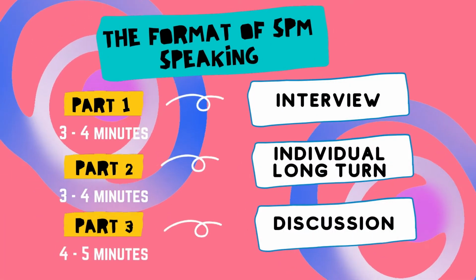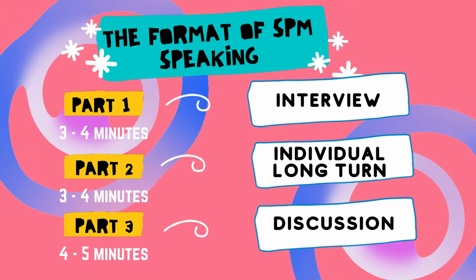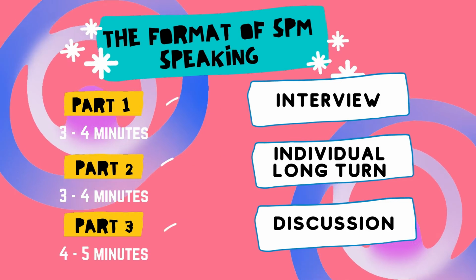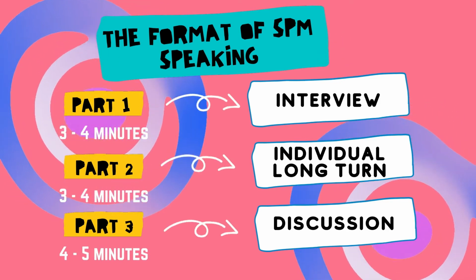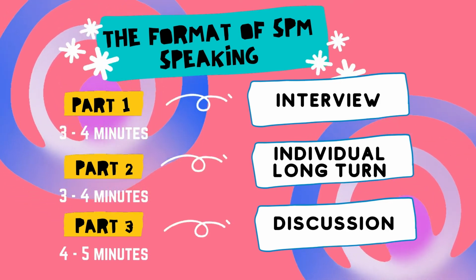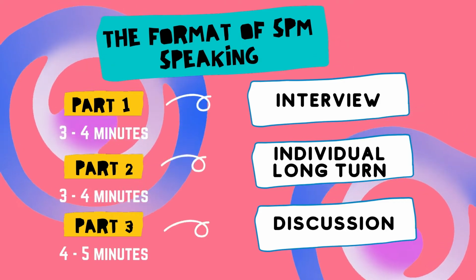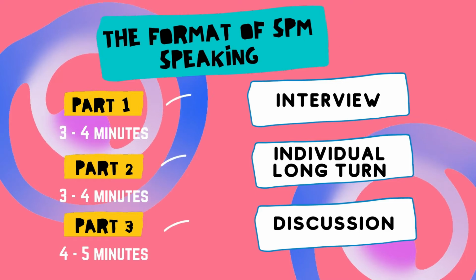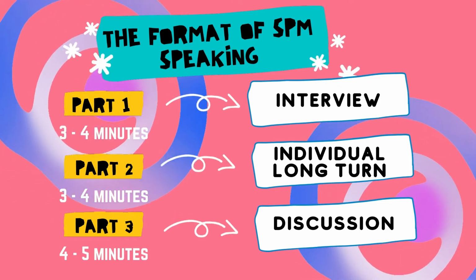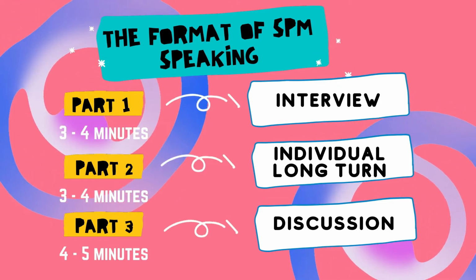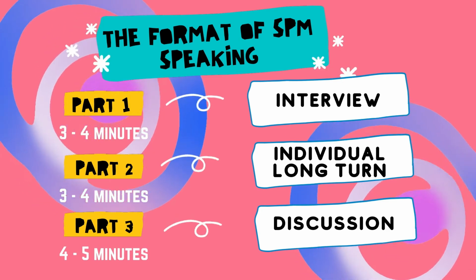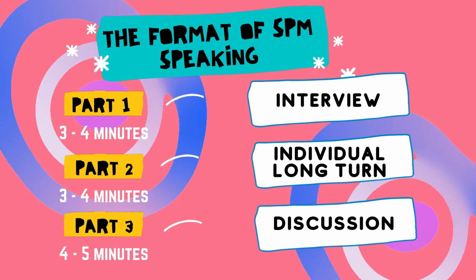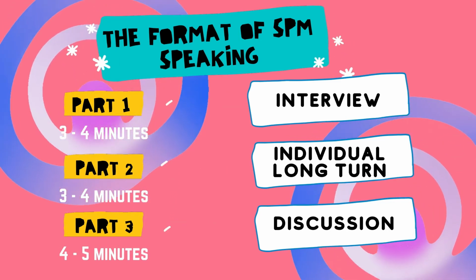Here is the summary of the stages in the speaking test. The first part is called the interview, where you will be interviewed by the interlocutor. Part 2 is called the individual long turn, where you will be given a topic and you will speak individually for a minute on the given topic. Part 3 is called the discussion, where you will be talking about an issue or topic with your partner. So let's look a little more closely at each part of the test.